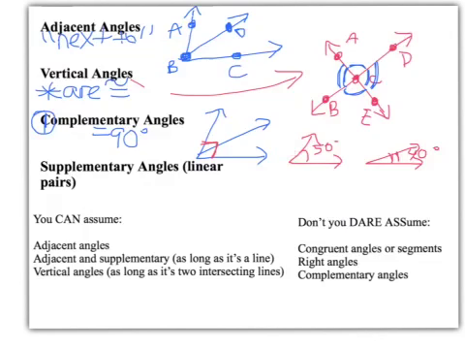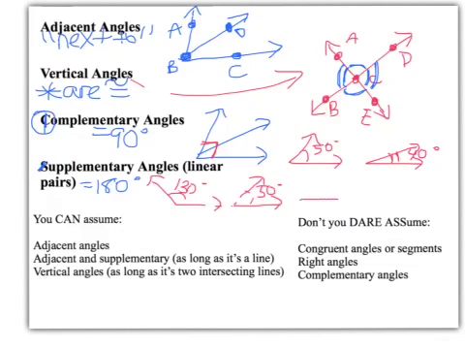Supplementary angles, again, cool way, turn it into an 8, you can think of as 180 degrees. They have to add up to 180 degrees. Again, they can be non-adjacent. So you can have an angle that, let's say, is 130 degrees and another angle that's 50 degrees. These are non-adjacent supplementary angles. They're not a linear pair.